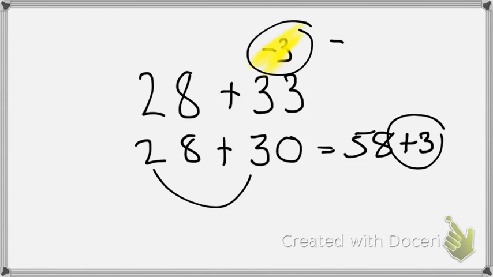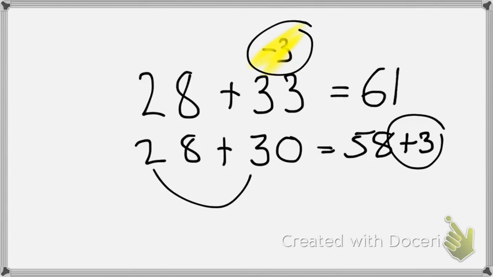If I minus at the start, then that will turn into a plus at the end. If I plus at the start, then that will turn into a minus at the end. Alright, so 58 plus 3: 58, 59, 60, 61. The answer is 61. So that's how we use the compensation strategy.